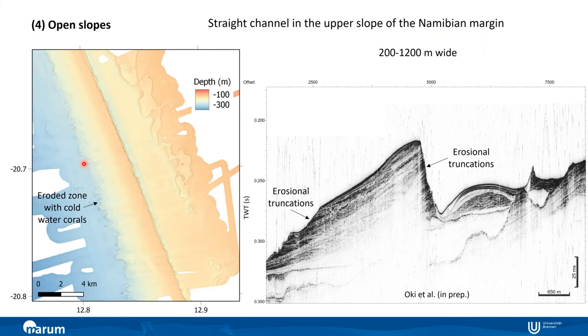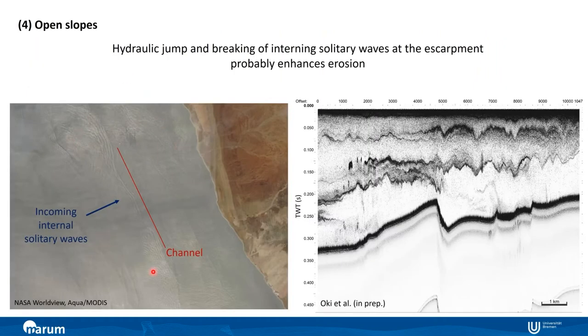And this corresponds actually to cold water coral mounds. So we have a surface that is being eroded also in this area, and that is being strongly colonized by cold water corals. So in this zone, we have a strong evidence of internal solitary waves. This satellite image was obtained at the same period of time as the geophysical data.